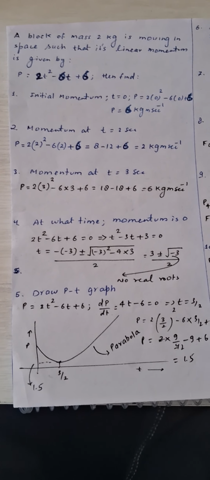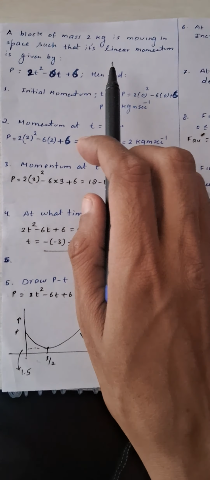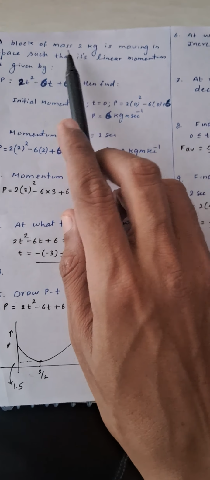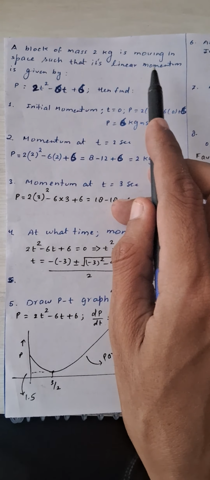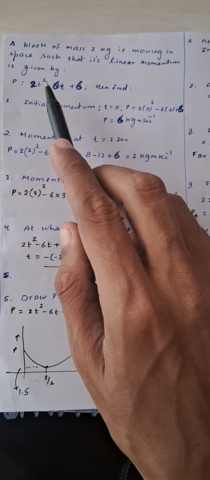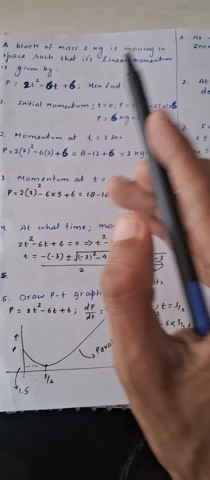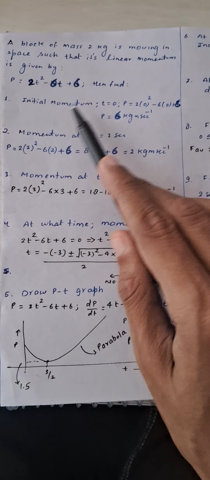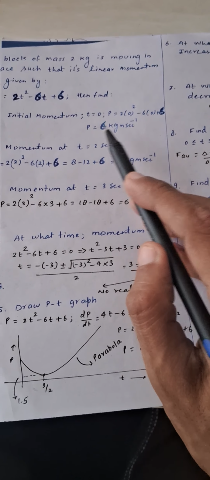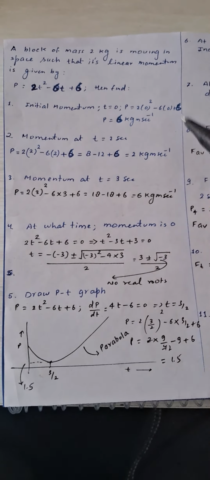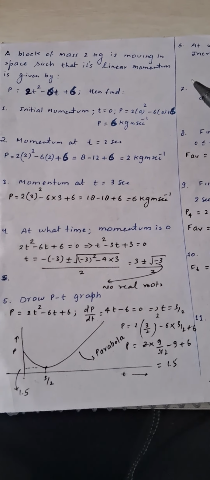Let's discuss certain questions based on momentum and force today. The question is that a block of mass 2 kg is moving in space such that its linear momentum is given by P = 2t² - 6t + 6, and we need to find the initial momentum. So you put t equal to 0, then you'll get momentum as 6 kg meter per second, assuming that all the quantities here are in SI units.